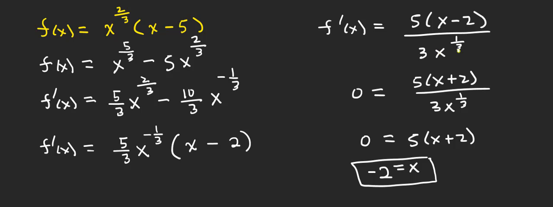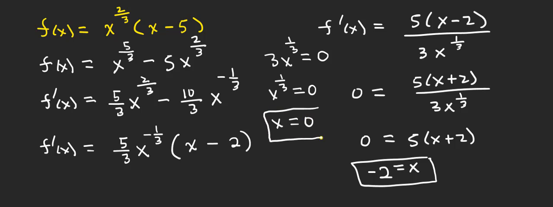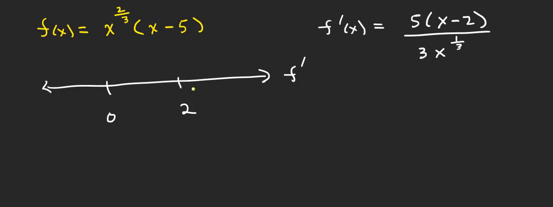So we're good with that. Now, when is f prime of x undefined? It's undefined when the denominator is 0. So when is the denominator equal to 0? When 3x to the 1/3 is equal to 0. So you get x to the 1/3 equals 0. You raise both sides to the power of 3, you get x equals 0. So here's another critical point. So you have 2 critical points, x equals 0 and x equals negative 2. So we got f prime chart here, and we got 0 and 2 as critical points.